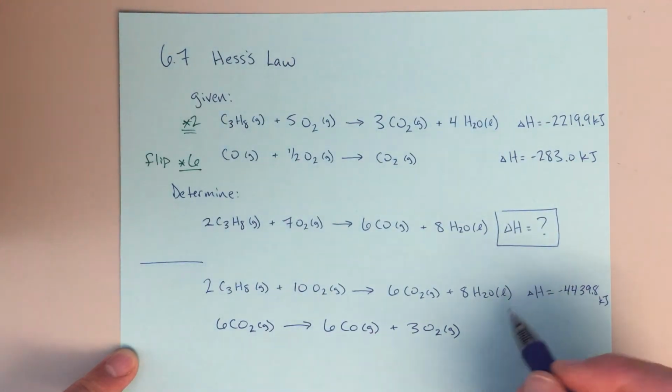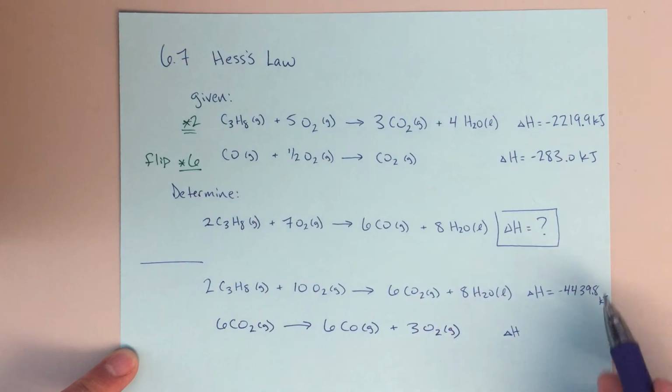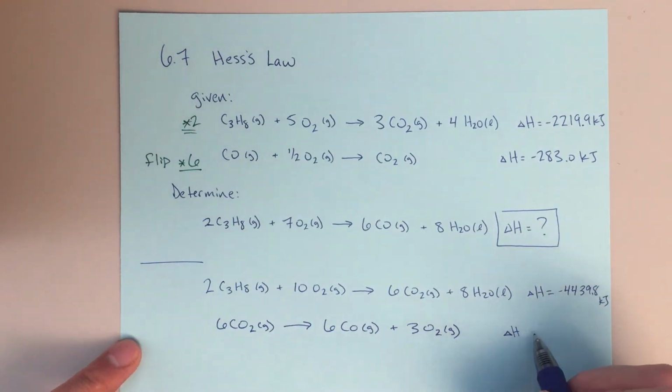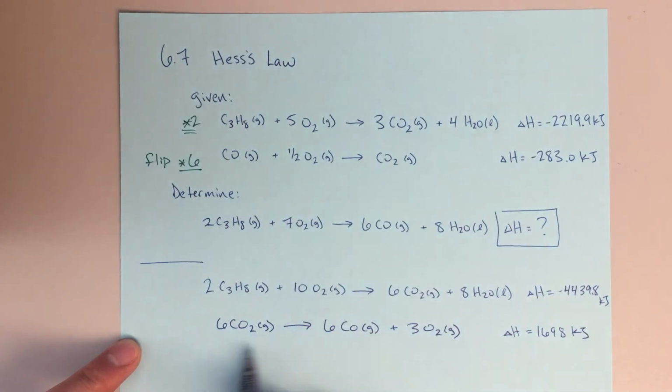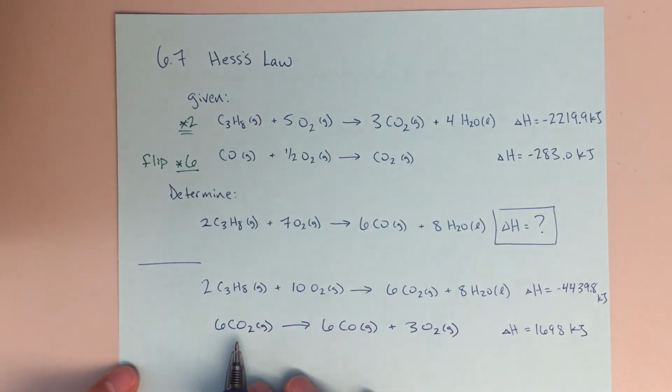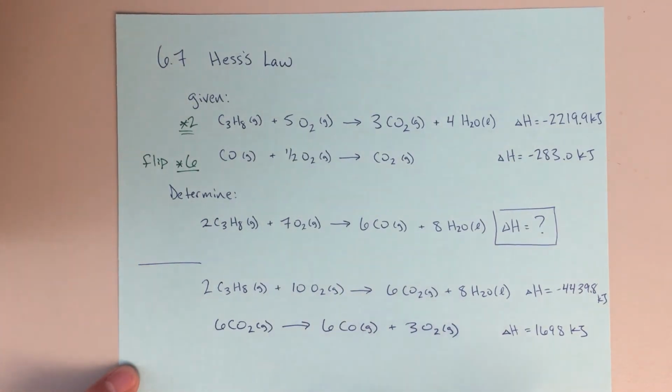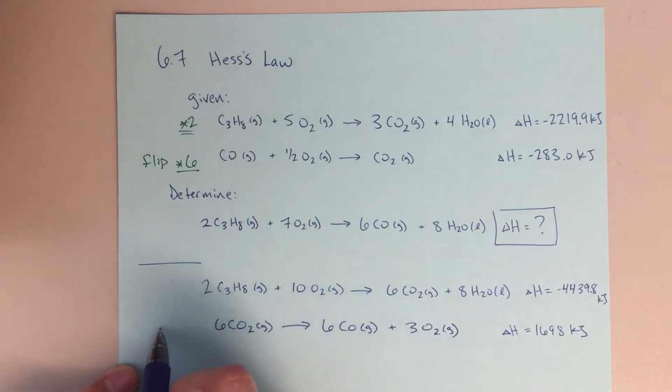For the delta H, I'm going to do the same thing. Flip it, so the delta H is positive 283. Positive 283 times 6 gives me a delta H of 1698 kilojoules for this reaction as written. So that's 6 moles of CO2 dissociating into these products. Now I'm going to add these two things together.